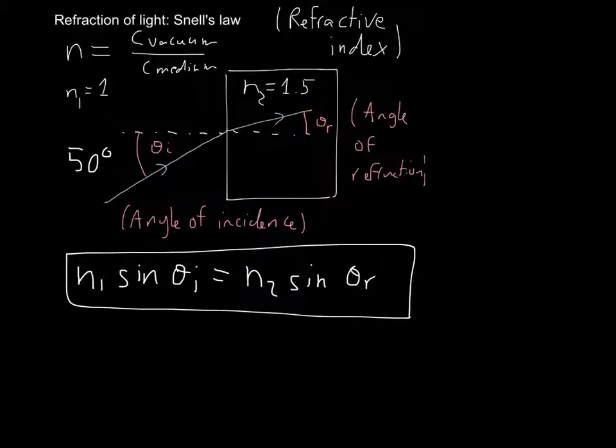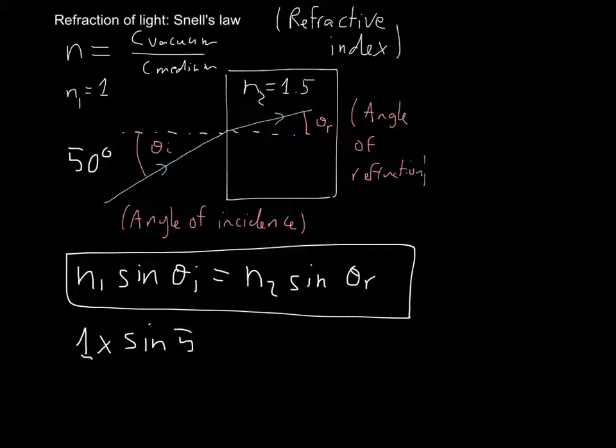Alright, so like with any formula, the first thing that we do is to see which numbers we have and plug them in. Okay, so let's see, do we have n1? Yes, n1 equals 1. Good, so 1 times, now sine of theta of incidence. Do we have this angle? Yes, it's 50 degrees, so sine of 50.